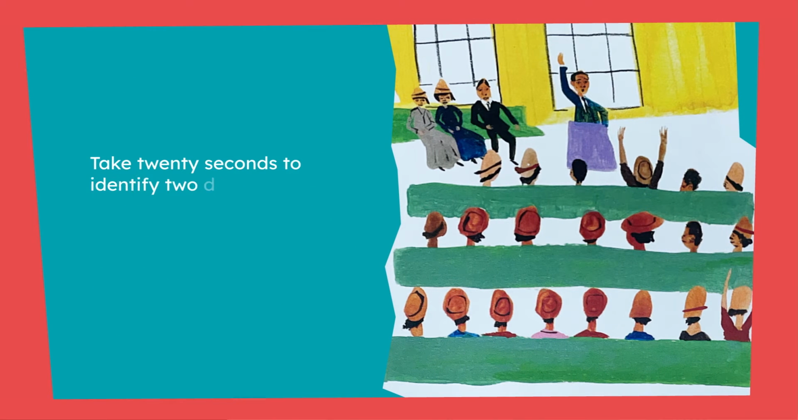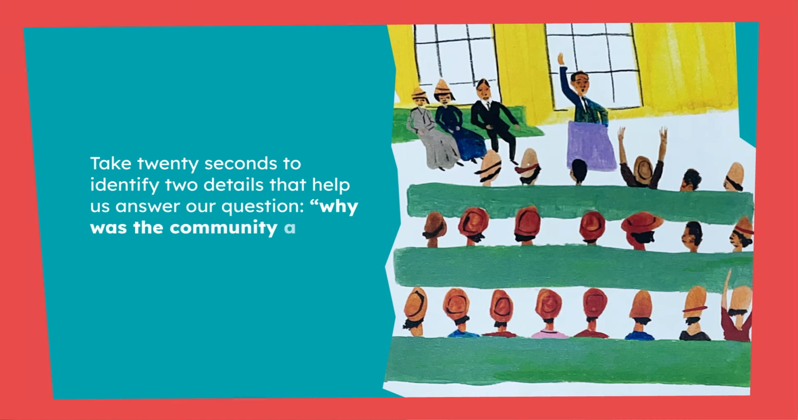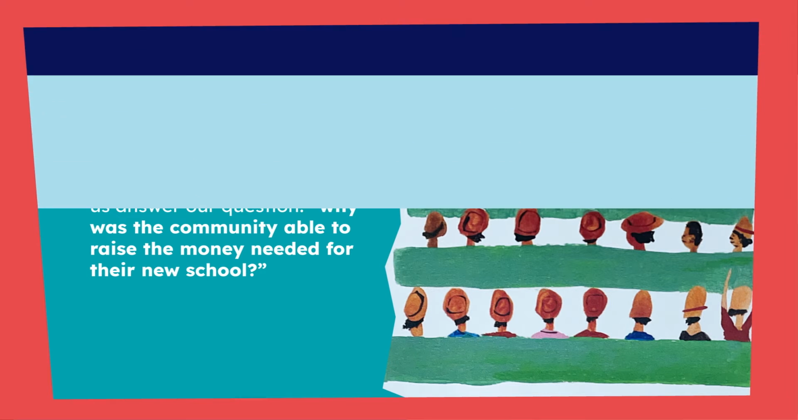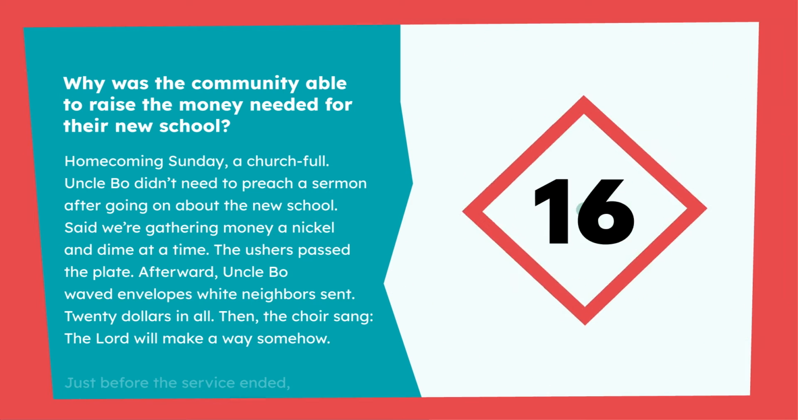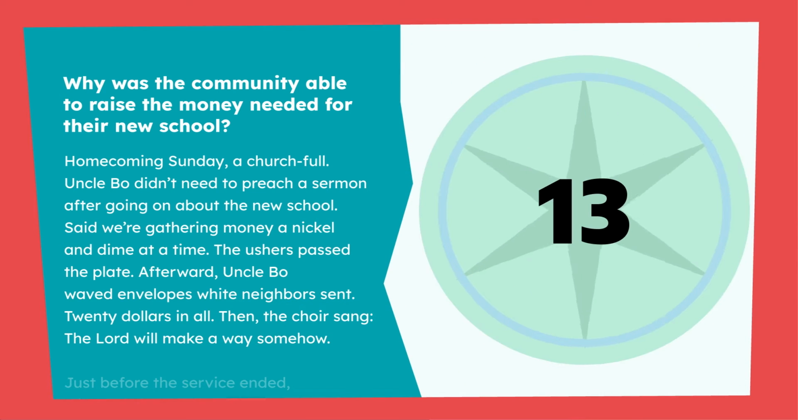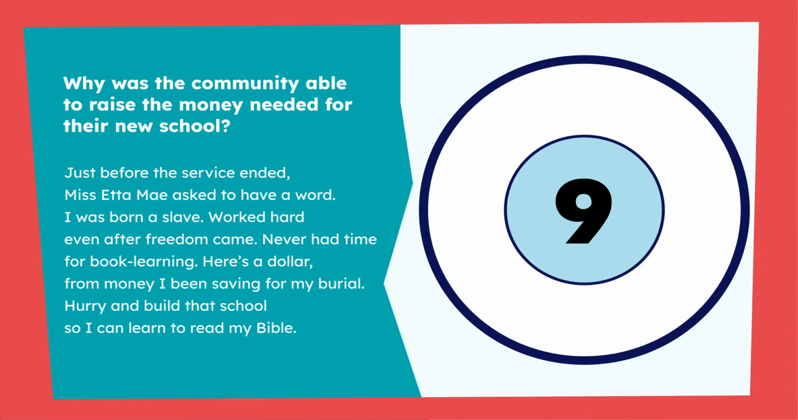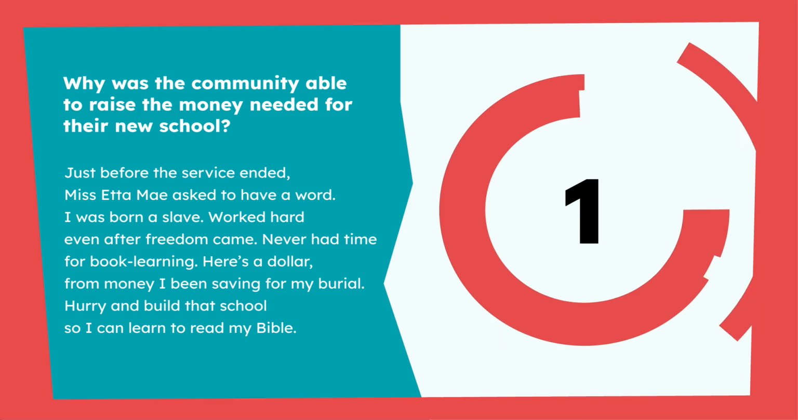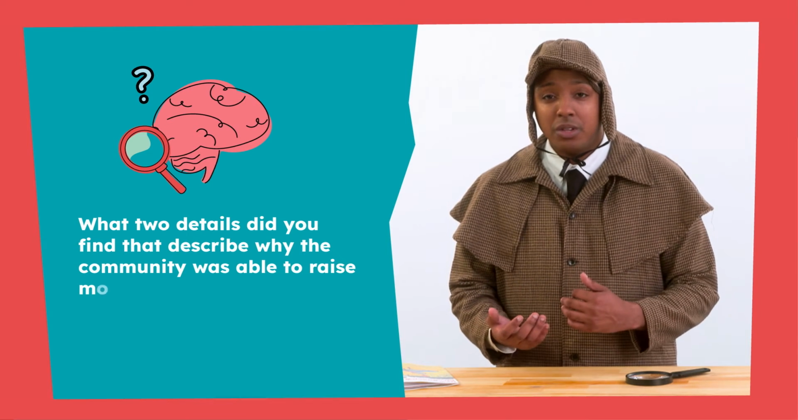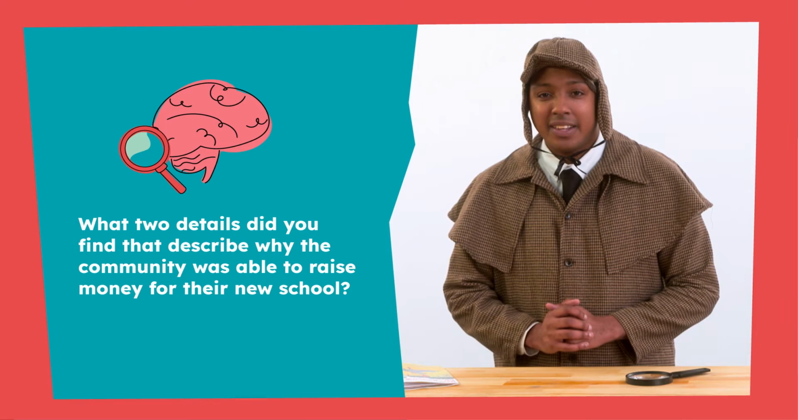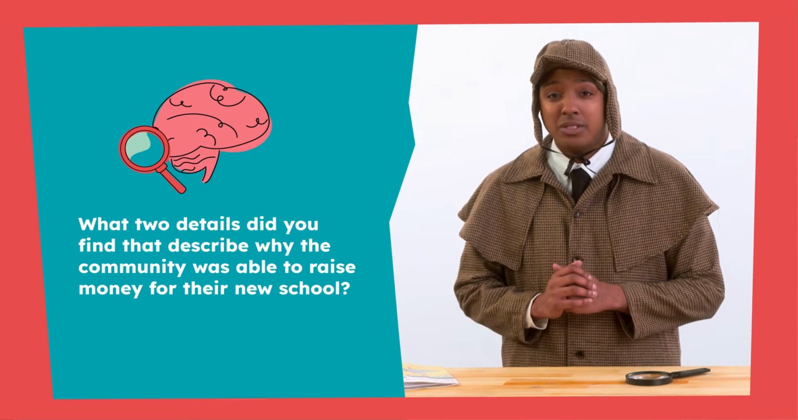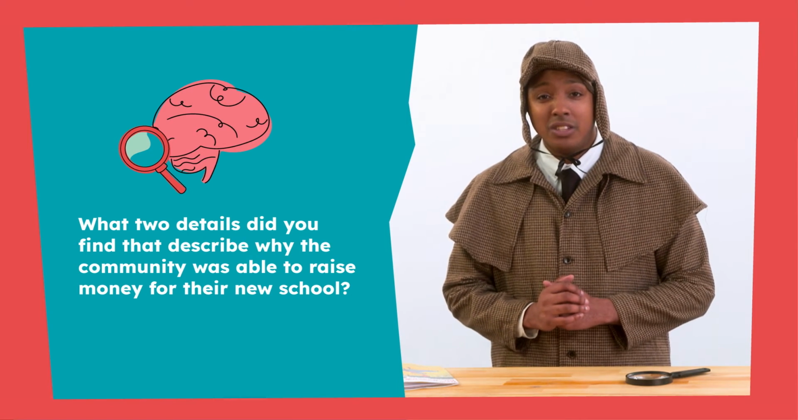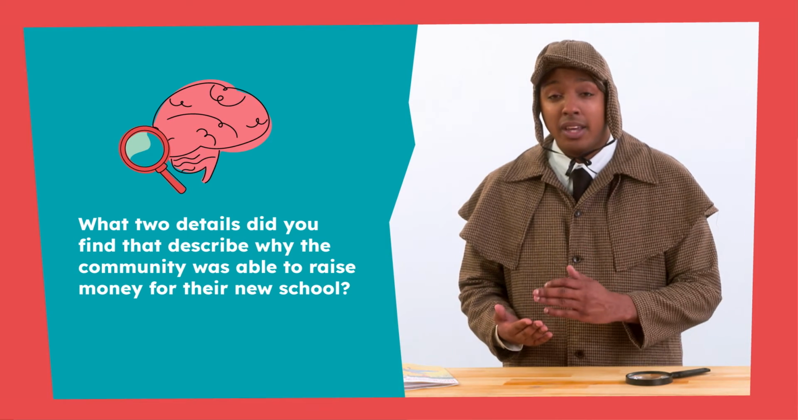Take 20 seconds to identify 2 details that help us answer our question. Why was the community able to raise the money needed for their new school? Excellent job. I saw lots of minds thinking. That means you were busy locating your details. What 2 details did you find that describe why the community was able to raise money for their new school? Awesome. You're right. This detail helps to answer our question. What other detail did you identify that described why the community was able to raise the money they needed for their school?